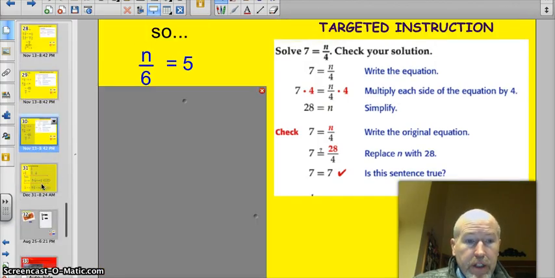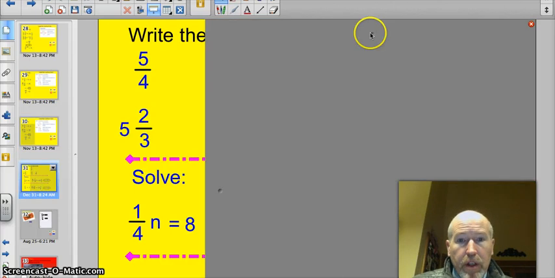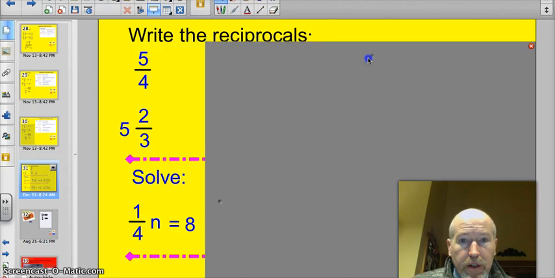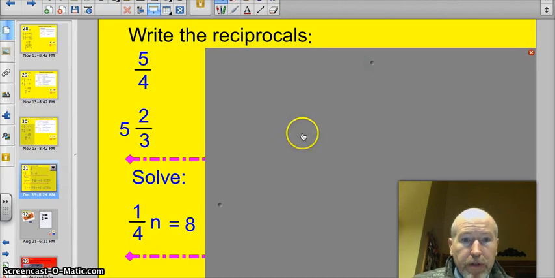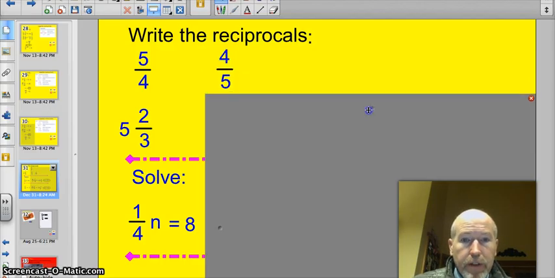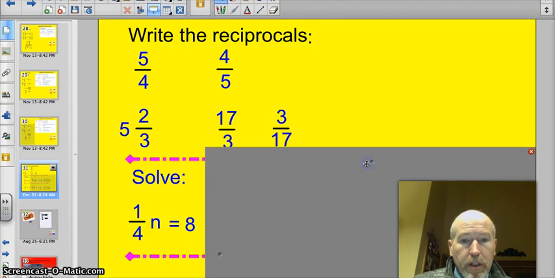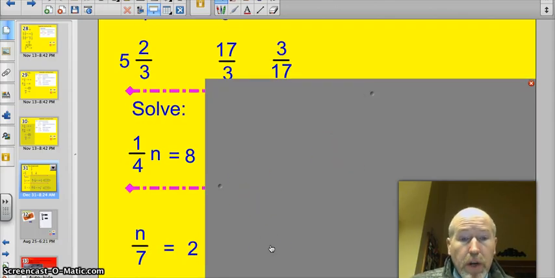All right, same problem, here we go. Let's recap. All right, write the reciprocals of these numbers here. Go ahead. See how you did. Did you flip it to 4/5? Good. Here's an improper fraction. Well, the improper fraction for this mixed number is 17/3, but did you remember to flip it to 3/17? That's what most kids do. They forget to flip once they make the mixed number into an improper fraction. All right, why don't you try solving these two problems? Go ahead.